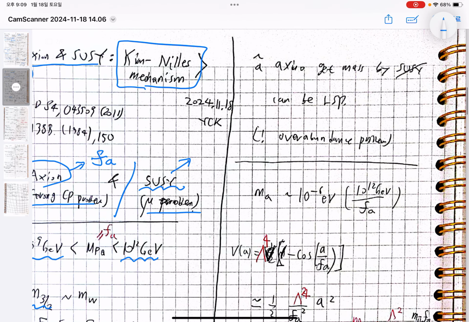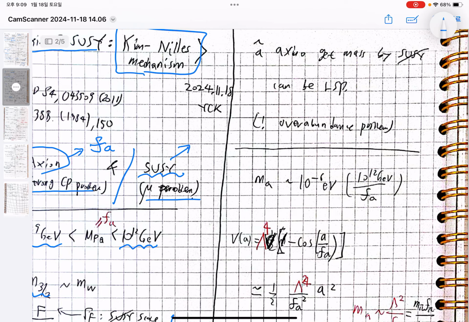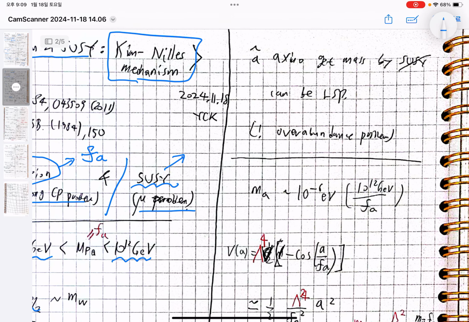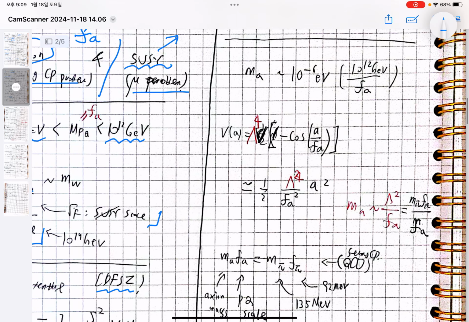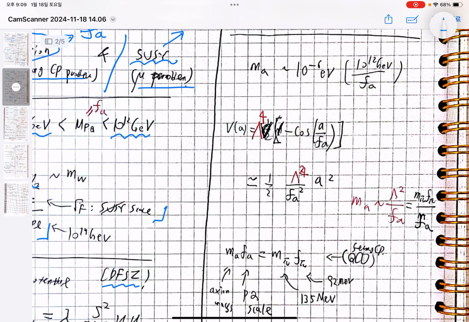So the axion scales are determined by the supersymmetry breaking, and the superpartner of the axion, called the axino, A tilde, is given mass by the supersymmetry breaking, and this can be the LSP. The typical scales of the axion are determined by the following form. The axion decay constant has 10^12 GeV as a typical scale, and the axion mass is given by 10^-6 eV.